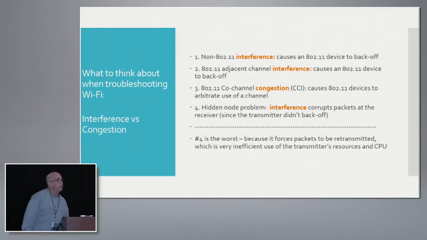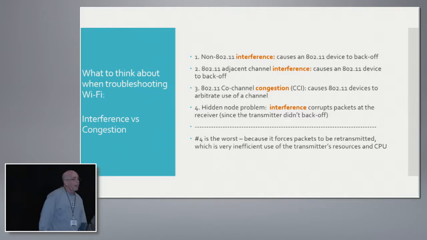A third type, which people refer to as CCI, co-channel interference, I prefer to call congestion to distinguish it from the types of interference that cause back off. In the case of co-channel interference, the devices will actually arbitrate to share the channel. So there's this distinction between back off versus arbitrating. The fourth type is a hidden node problem, and that's when the transmitter is totally unaware of the interferer, so it will transmit, but at the receiver, the packets are being corrupted.